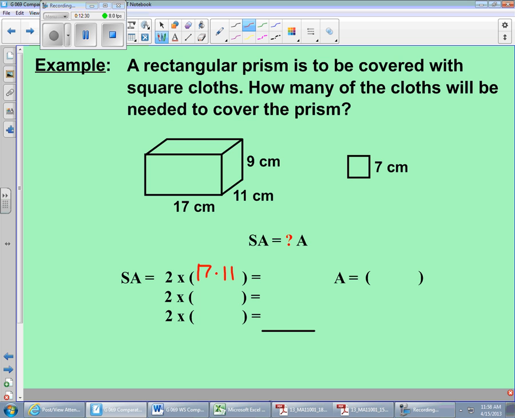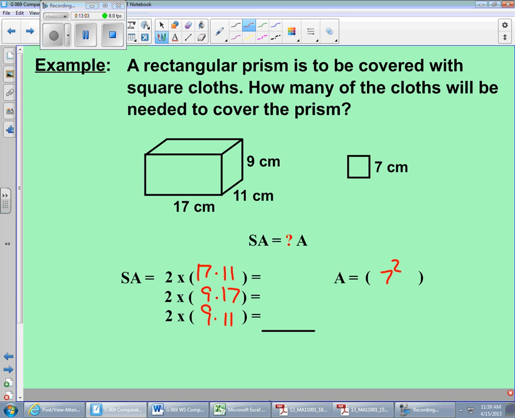What's another side that we've got? 9 and what? 9 and 17? Sure, there's a different side that we've got there, and there's going to be 2 of those. What's the remaining combination that we haven't seen yet? 9 and 11. There you go. How about the area of our square? How do you find the area of a square over there? Length times width, which in a square's case is the same value twice, right? So we get 7 squared.